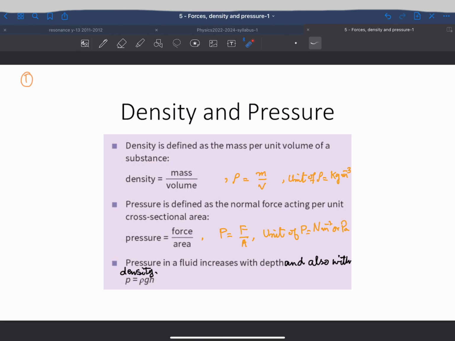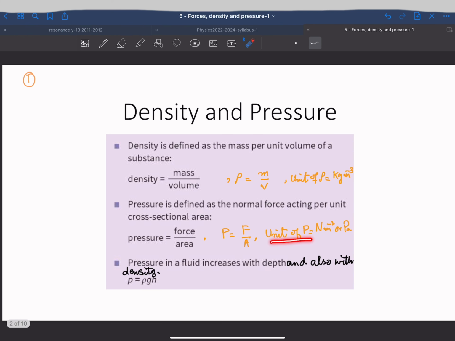These are a few things which you have already studied in your IGCSE and O level, so I'm not going into that detail. Simply, P is equal to F over A, force per unit area, and you know that the unit of pressure is Newton per meter square, Newton the unit of force, and meter square the unit of area. So Newton per meter square will give you the unit of pressure, or simply you can say Pascal. Here we have kg per meter cube for density. This is termed as Pascal.